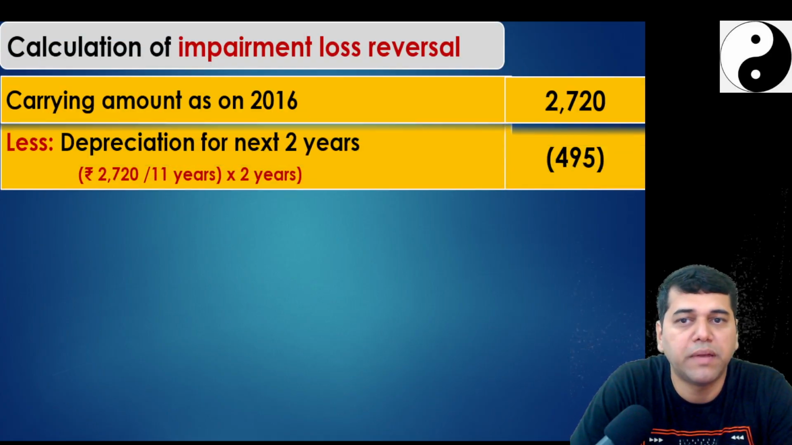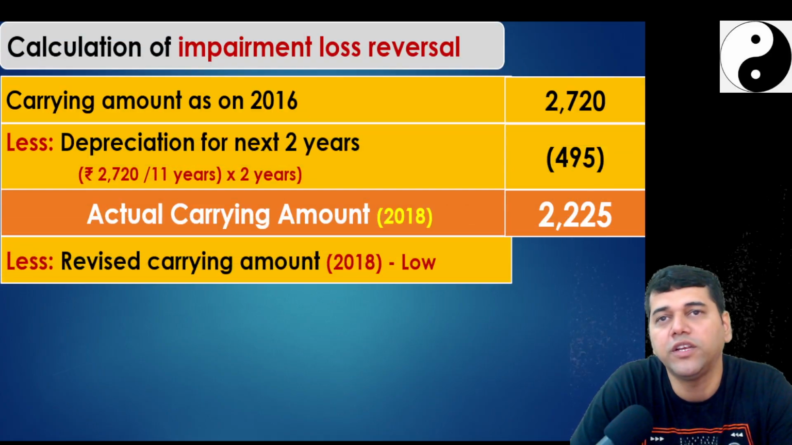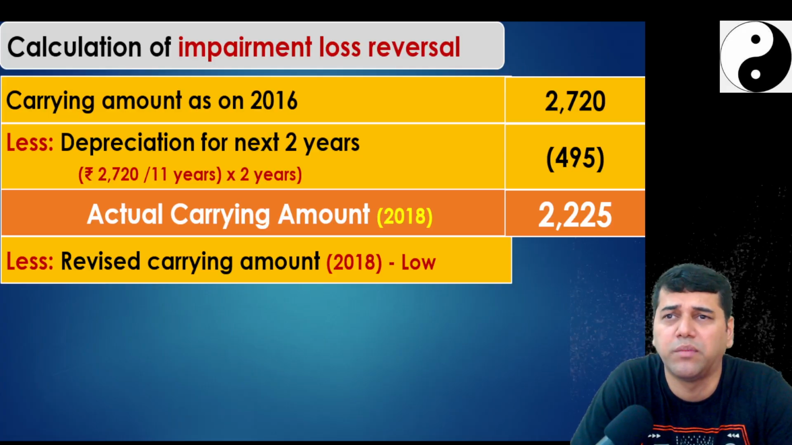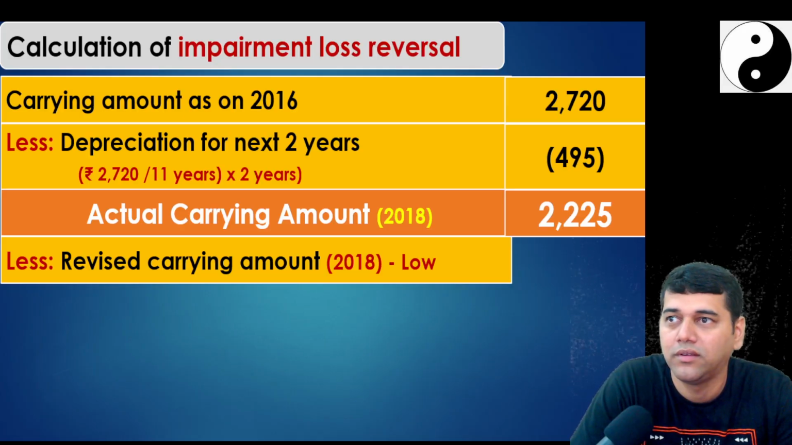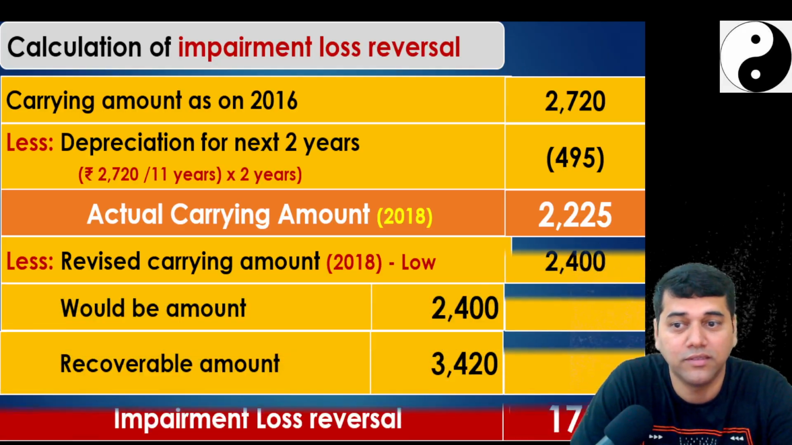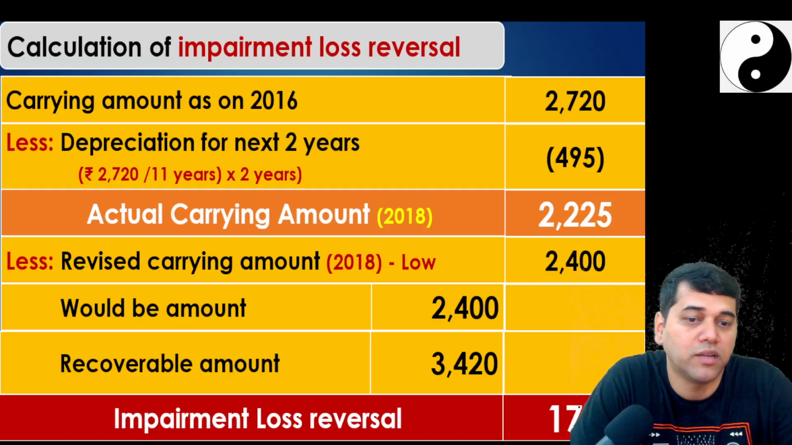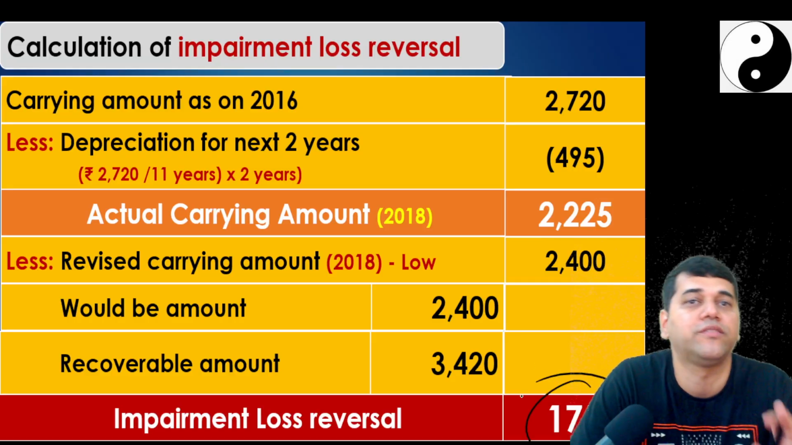Now last is the impairment loss reversal. Since I don't need a second working note for recoverable amount, in fact, you can do it later. Straight away they have given it to you, or sometimes you may have to calculate. This is what they do. So the reversal comes to 175. Did you get this number?